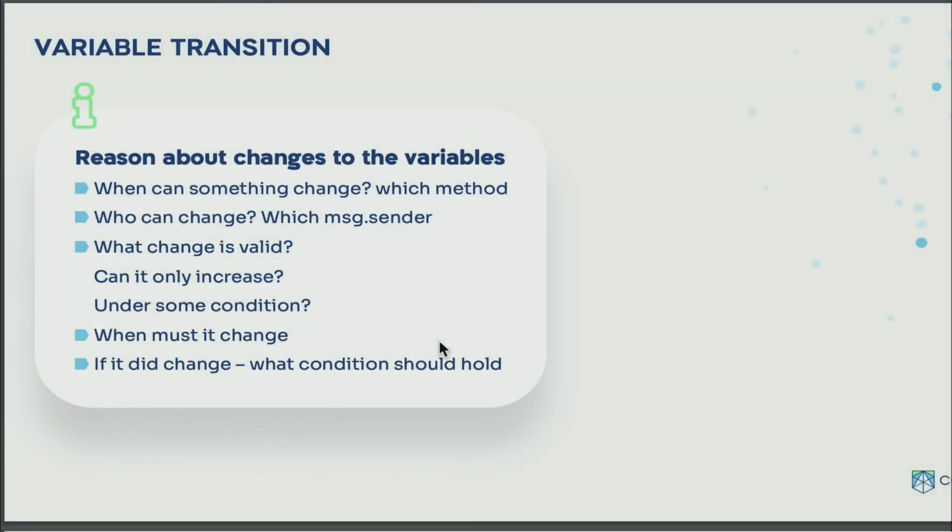Okay, so variable transitions are properties where we reason about things that can change. We want to know when something can change, who can change it, what change is valid, when it must change, and if it changed, what else would have changed? All those different questions that we can ask when we reason about a specific change to the contract.